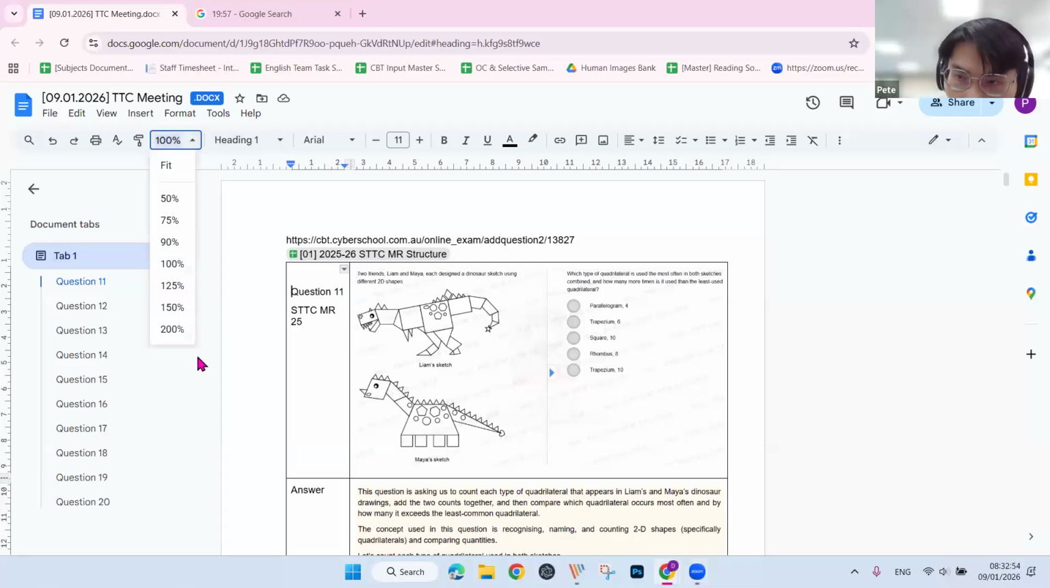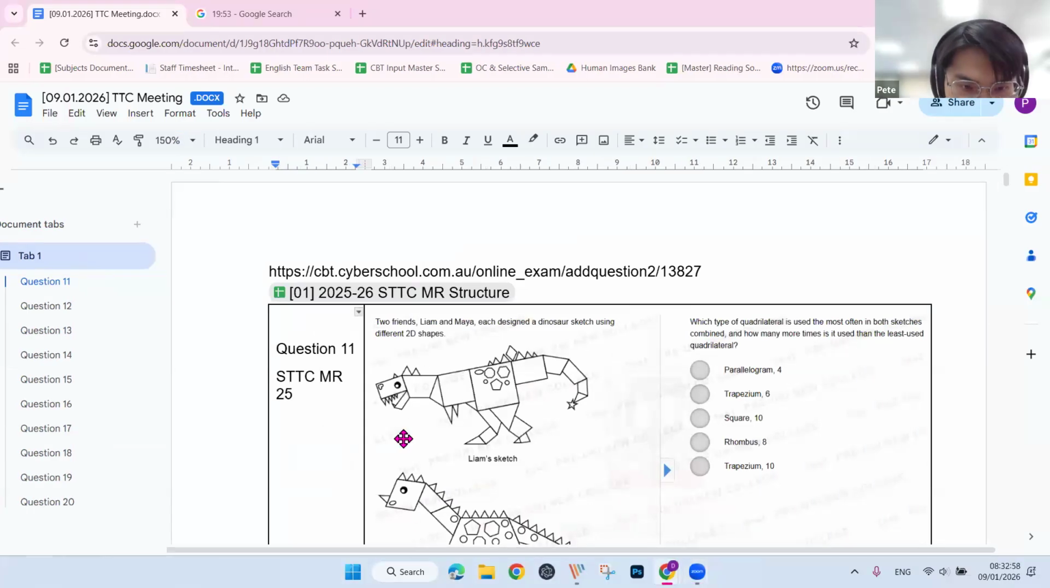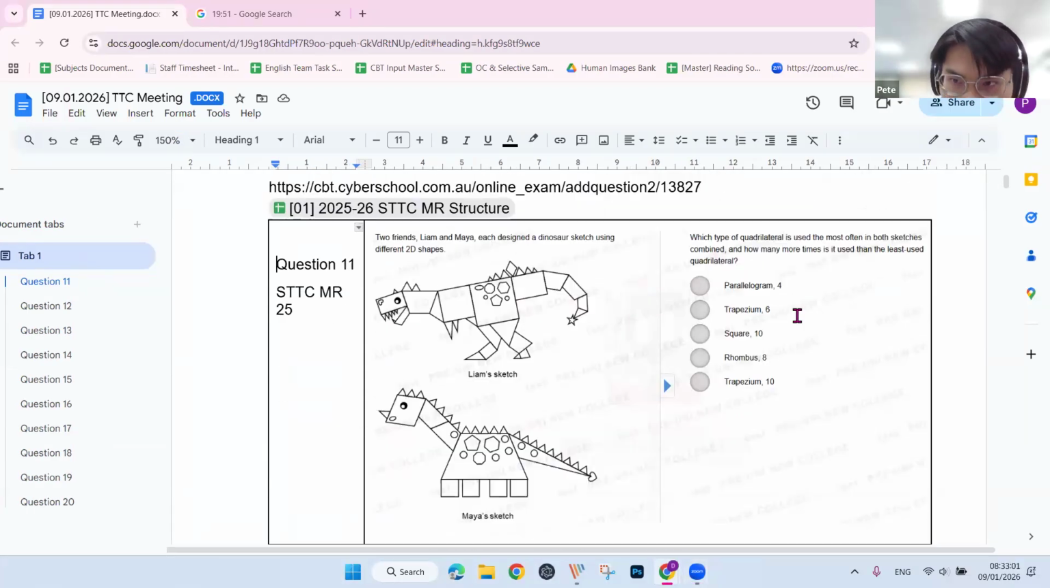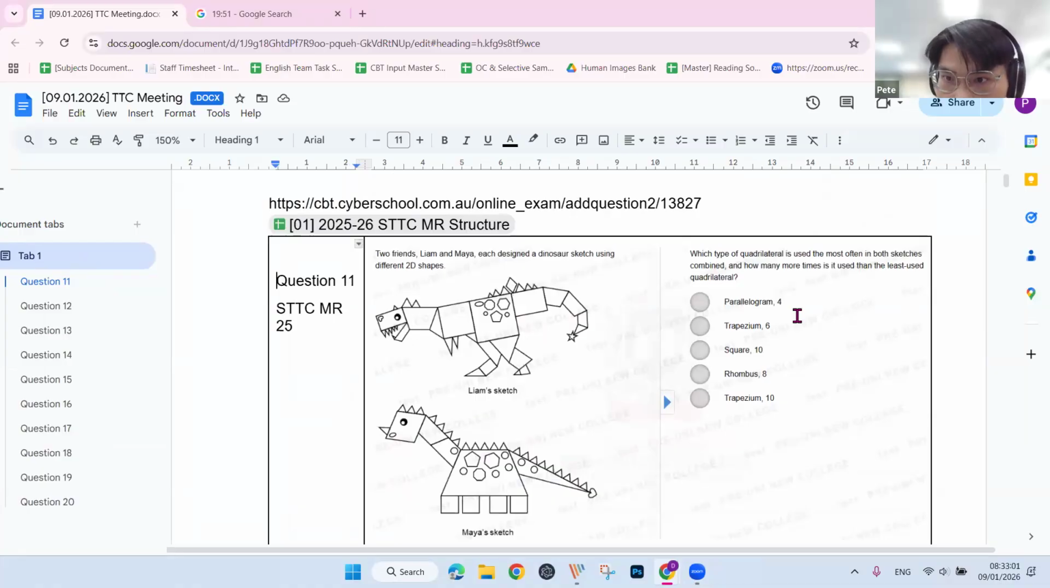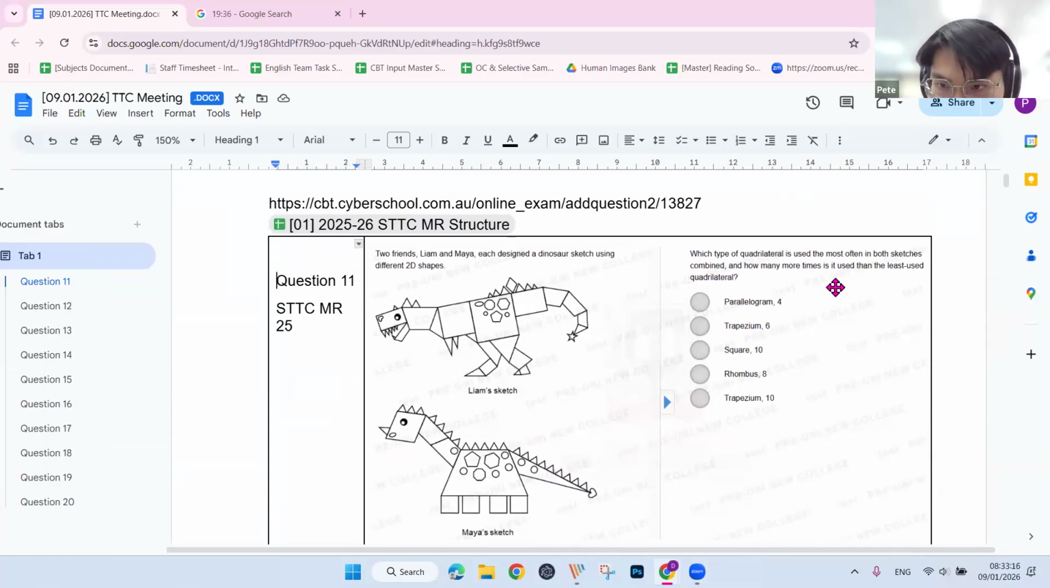Today we will go through 10 MR questions. It's TTC 25, questions 11 to 20. For the first question here, this question is asking what quadrilateral shape is used the most, and what is the difference between that shape and the least used quadrilateral.